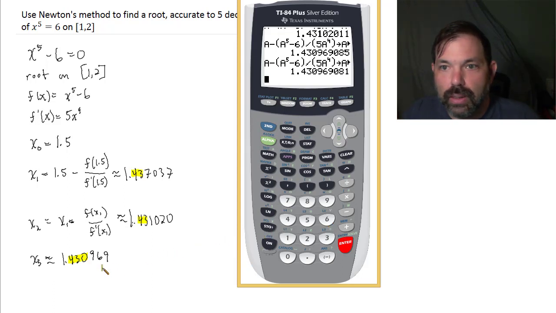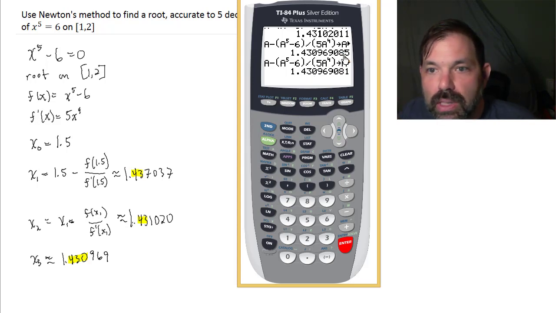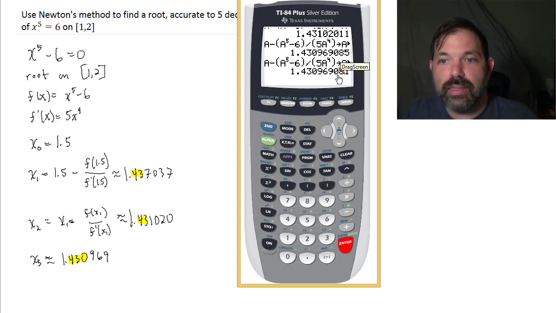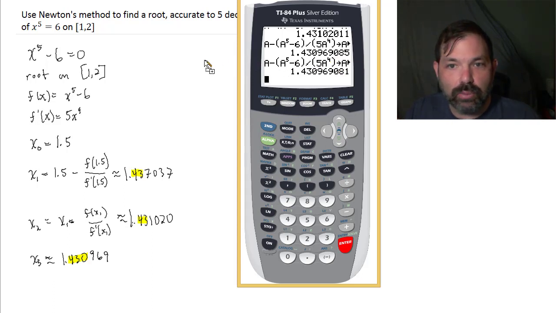1.430969. Hey, that's the same value, isn't it? So notice, let's look at these last two examples. 1.430969085, 1.430969081. In fact, this is now accurate. Notice that this isn't changed up until the 1, 2, 3, 4. These are accurate to the 8th decimal place.